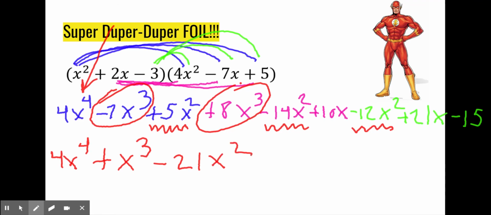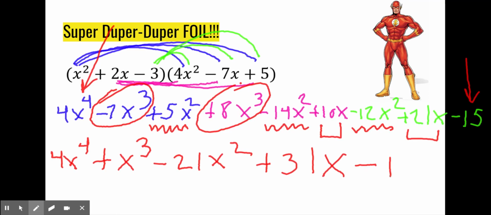And then now we're on to just our normal x to the first terms. So we have a 10x and a 21x. Those are going to combine to give us a positive 31x. And then the only other term is the one without the x, which is really just that negative 15, which we just cut down. That's your super duper duper FOIL.